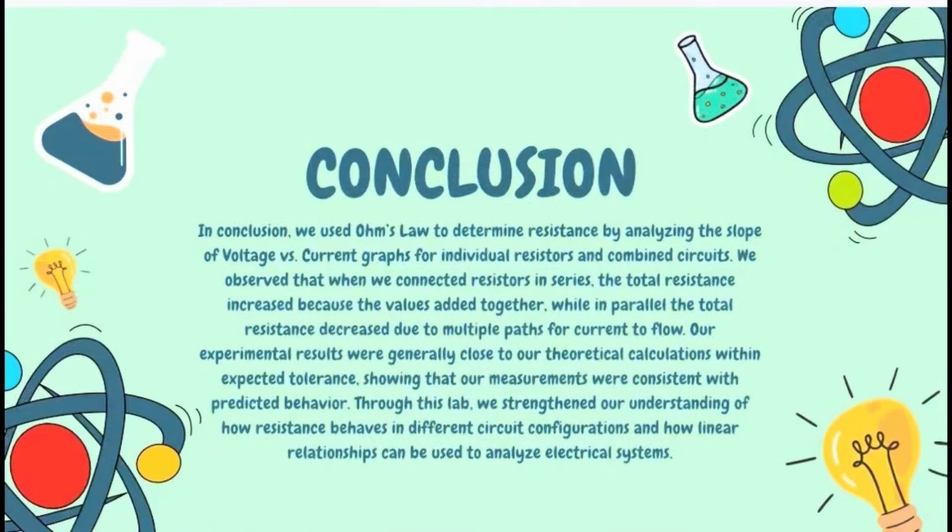Conclusion. In conclusion, we used Ohm's law to determine resistance by analyzing the slope of voltage versus current graphs for individual resistors and combined circuits. We observed that when we connected resistors in series, the total resistance increased because the values added together, while in parallel, the total resistance decreased due to multiple paths for current to flow.